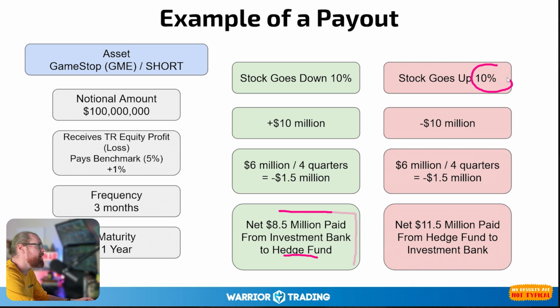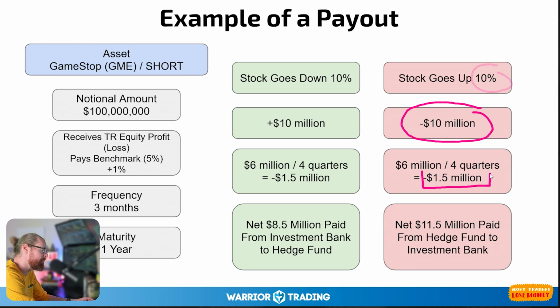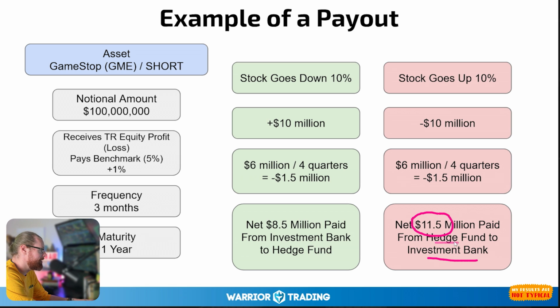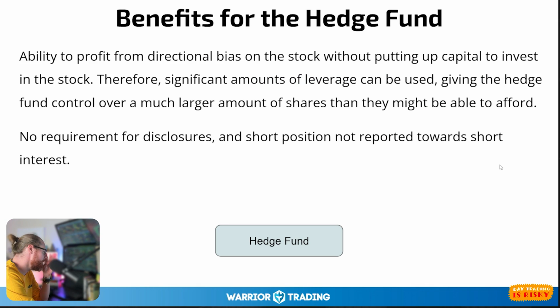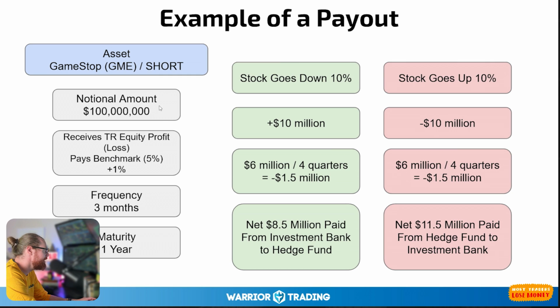Now, if the stock goes up 10%, the hedge fund is now down 10 million. They still have $1.5 million of interest they have to pay, which means the net from the hedge fund to the investment bank is 11.5 million. So the hedge fund loses, plus the interest that they have to pay. You might think, well, the benefits to the hedge fund here seem somewhat clear. They get to profit from the directional bias on the stock without putting up capital to invest in the stock, right? So they effectively have a $100 million position without actually having $100 million in the stock.